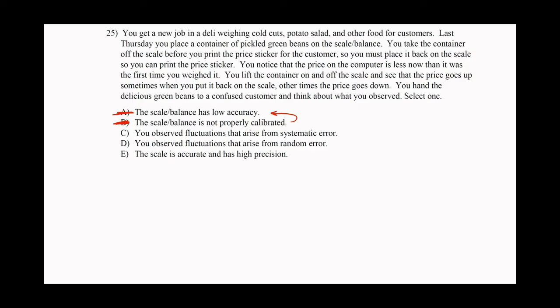You observe fluctuations that arise from systematic error. Yes, we're observing fluctuations, but fluctuations don't arise from systematic error. You observe fluctuations that arise from random error. Absolutely. This is exactly the definition of random error. Every time you repeat a measurement, it's a little high or it's a little low, and there's statistics behind it. So this is true. The scale is accurate and has high precision. Once again, we can't talk about precision. This falls right with these first two. So the last answer is D.